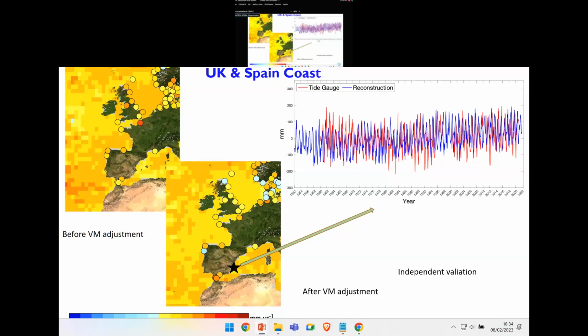And then we have an independent verification of a station near the Spanish coast over here. And actually the amplitude is still higher, but this is one of the better cases of comparisons.